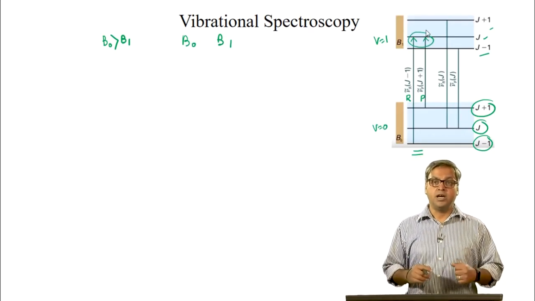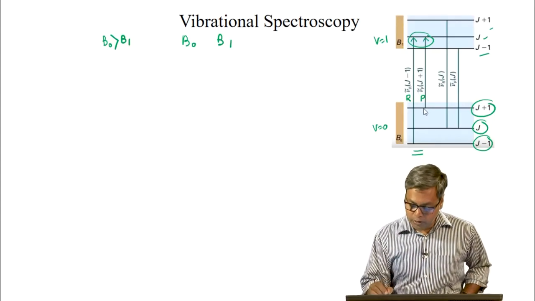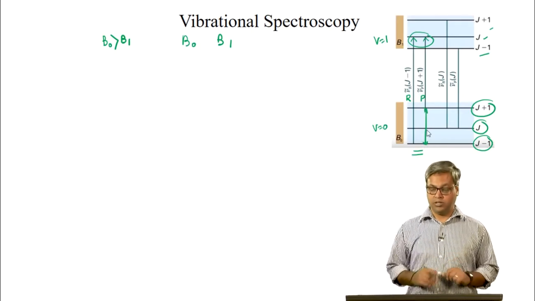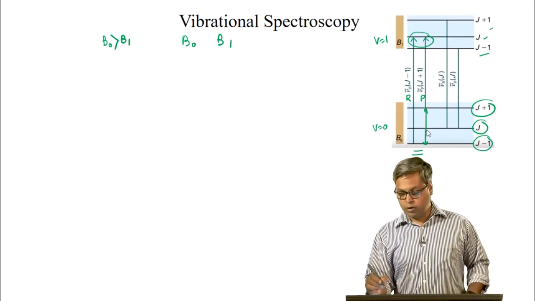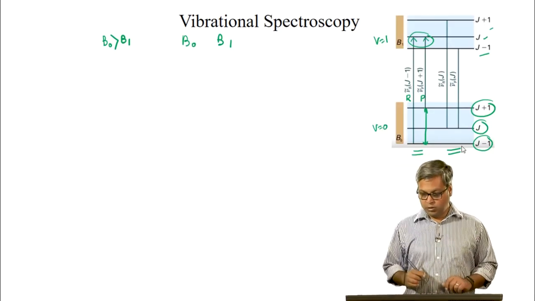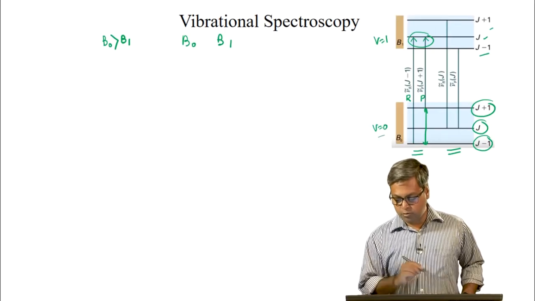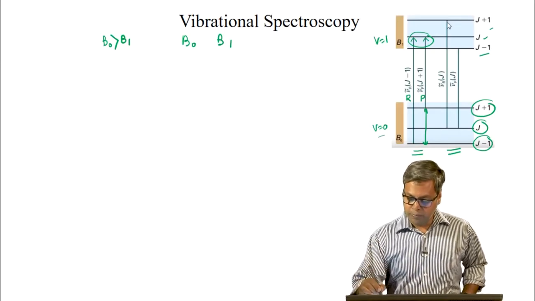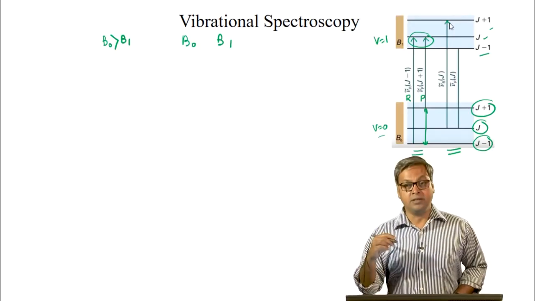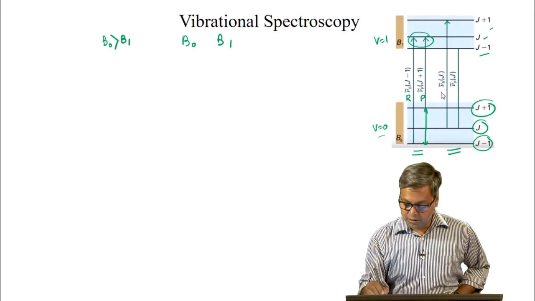So, we can notice that both the transitions finish in the same vibrational state. We can see the difference in energy between these two lines depends only on the V equals 0 state. So, now let us focus on these two transitions on the right side. The first transition starts from J level of V equals 0 and goes to J plus 1 level of V equals 1.